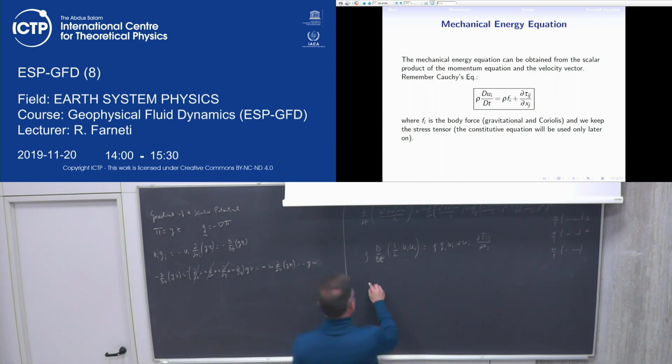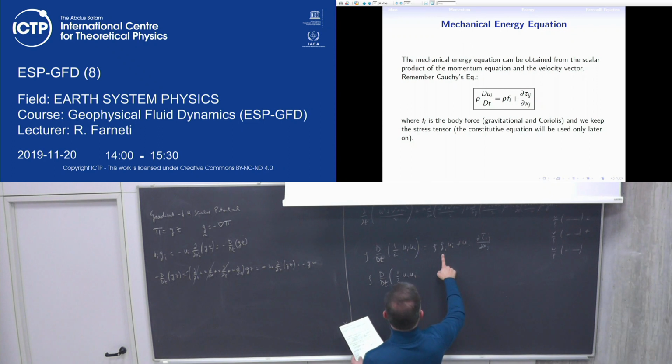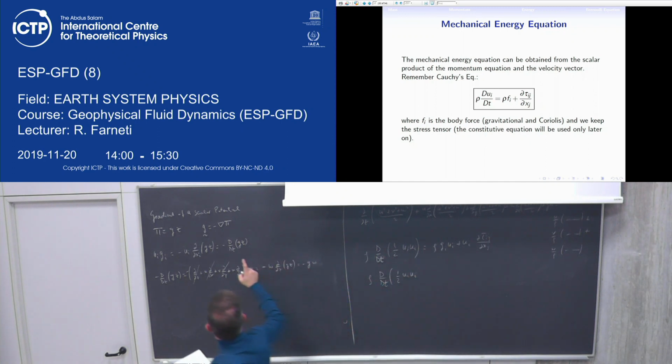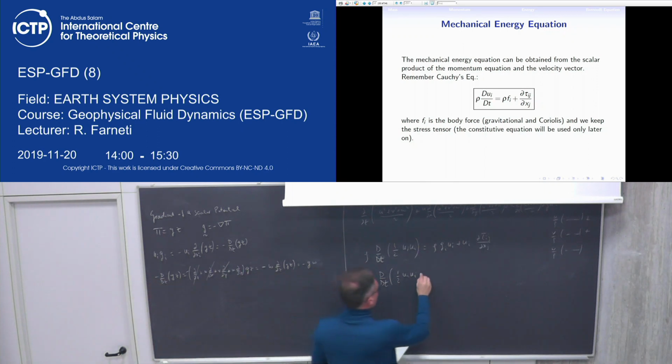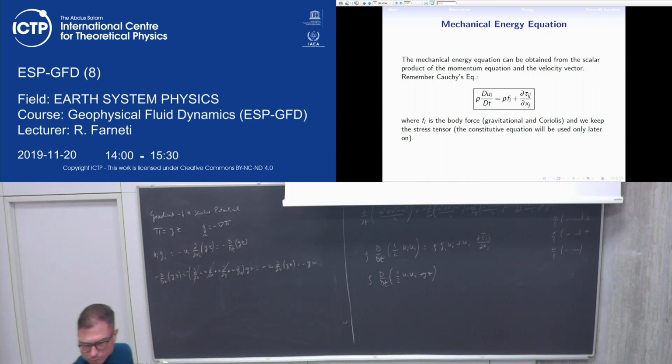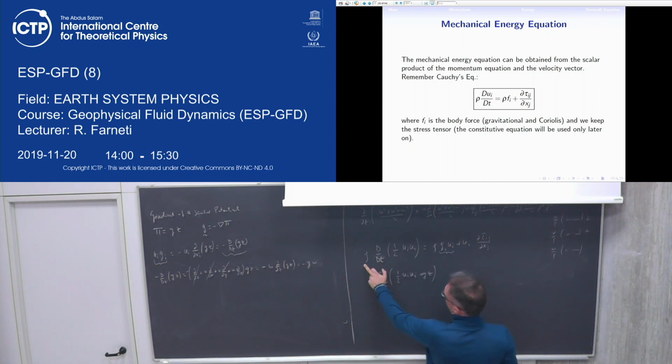So I can go back to this first expression and write this as the kinetic energy. Then this is u_i g_i, and u_i g_i is this, right? It's a minus, I take it on the left-hand side, so there's a plus, the Lagrangian derivative of g z. We are taking this and replacing it with the Lagrangian derivative. Okay. So there's density here as well. This is minus the Lagrangian derivative of g z, so plus the Lagrangian derivative of g z.